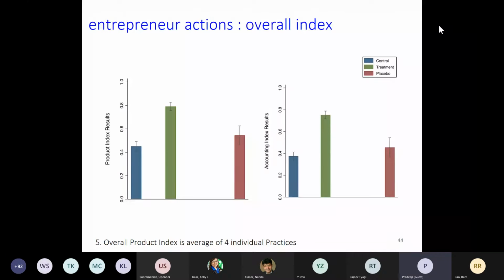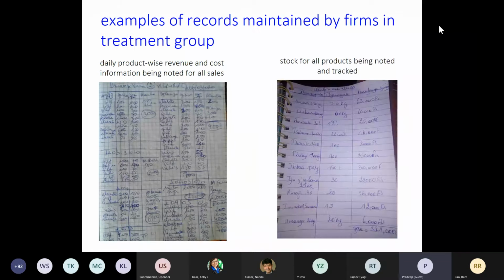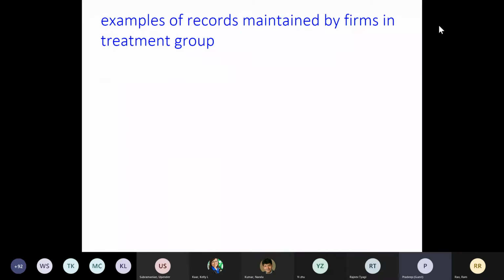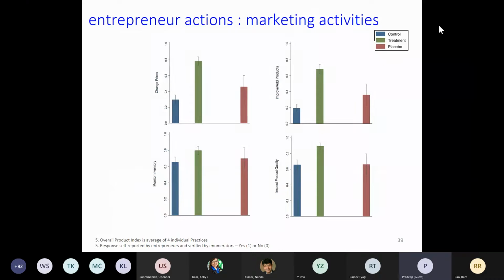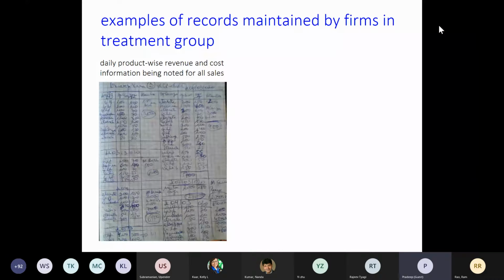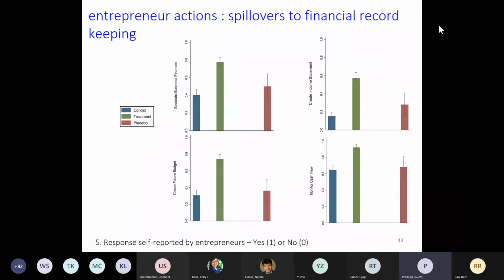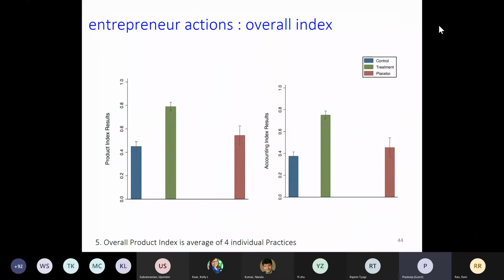Okay, and then we created indices of all these. So if you recall, there were four metrics of marketing activities, and then we have four metrics of financial record keeping. Each of these sets of four we created into an overall index to see whether we can present this in a simpler way. And again, these overall indices show very strong improvement in the treated group compared to the control group.